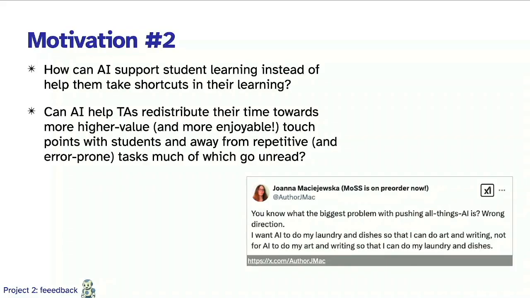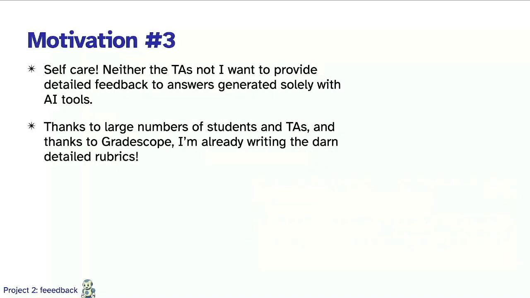So really, I want AI to do my laundry so I can do art, not the other way around, is what I mean. And number 3 is self-motivation, self-care. I don't want to read ChatGPT answers. I am very happy to read edited ChatGPT answers that have been made better by a student writing. I don't want to read that.